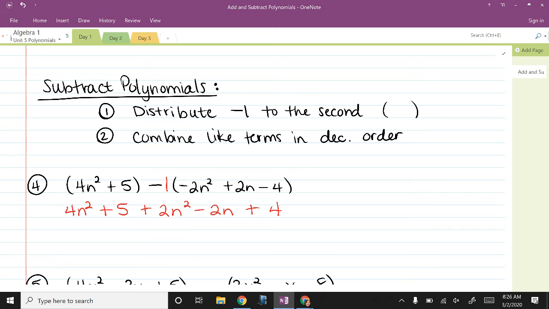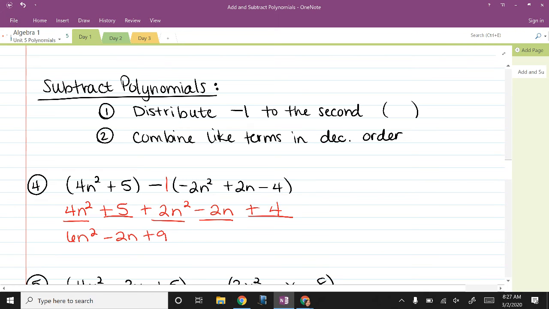Now you do just like you did for adding. You're going to go decreasing order and combine like terms. So what's our highest exponent? N squared. So I have 4n squared plus 2n squared is what? 6n squared. And then I have my n's, and I only have one n, which is -2n. So copy that down. Minus 2n, and then your constants. Positive 5 plus 4 is what? Positive 9. And that is my solution.